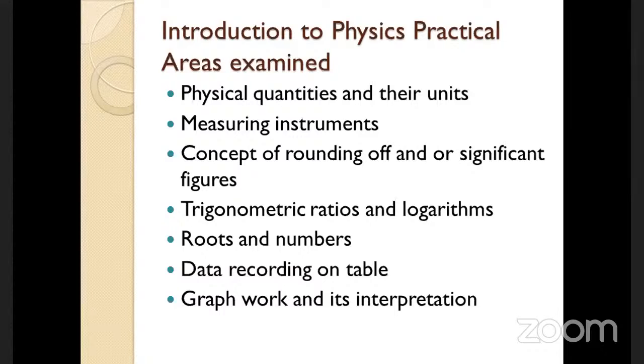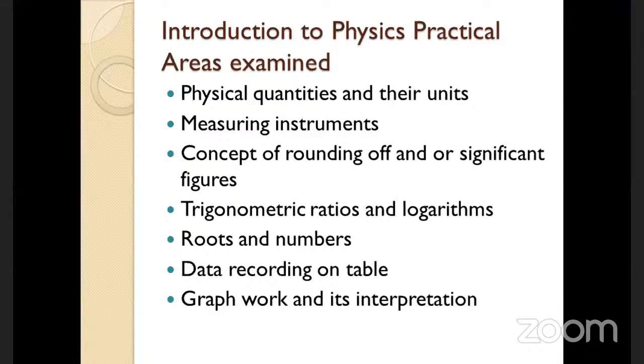We have the concept of rounding off and significant figures. In most cases, one is given. So there are cases where you'll be rounding off and having significant figures, or you'll be rounding off, or the concept of significant figures is tested.